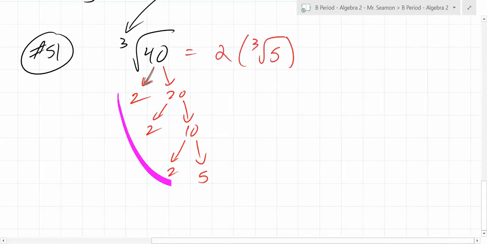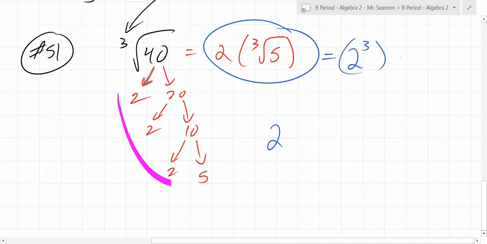Do you see the parentheses I used right there? Why do I use those parentheses? I want it to be 2 times the cube root of 5. Because this does not equal 2 cubed times the square root of 5. They're different, right? So just be careful. I really like using those parentheses.